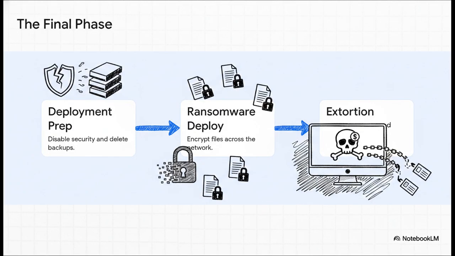It's only after they've stolen what they want and they control the whole network that they finally break that loop and move to the final phase. First is deployment preparation. This is when they shut down security software and crucially delete the backups. Then, boom, ransomware deployment. The encryption kicks off across the network. And finally, extortion. The ransom note pops up on everyone's screen.